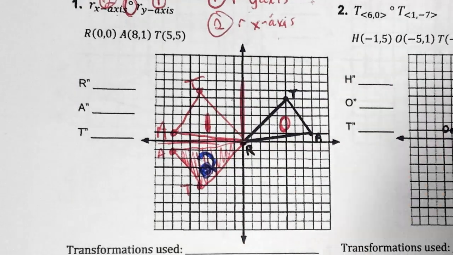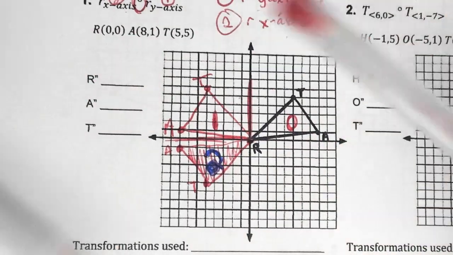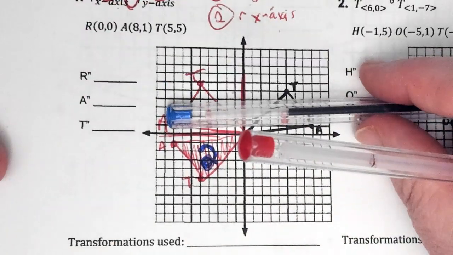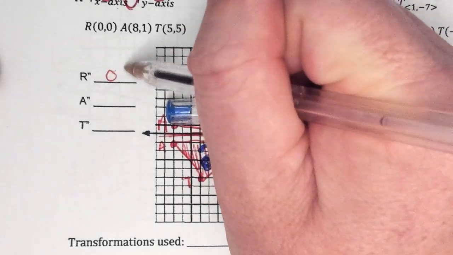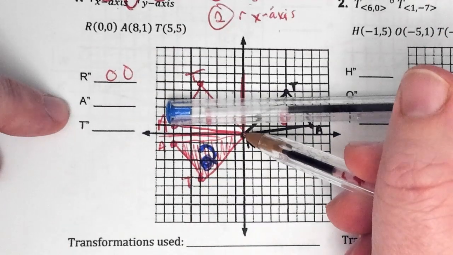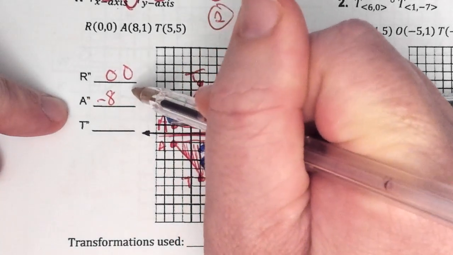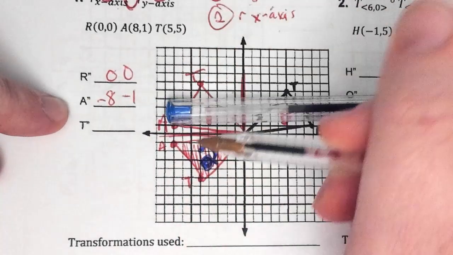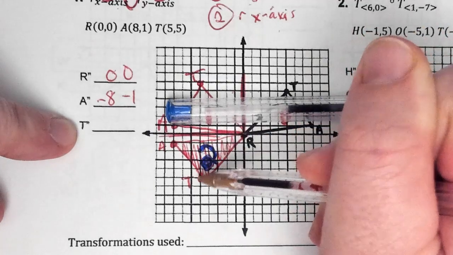Okay, so where were the locations of those points? R, so I like to physically cover up the other ones so I'm not tempted to find those. Very common mistake. R is still 0, 0. Your A was 8, -1, because you went down. And T is 5, -5.